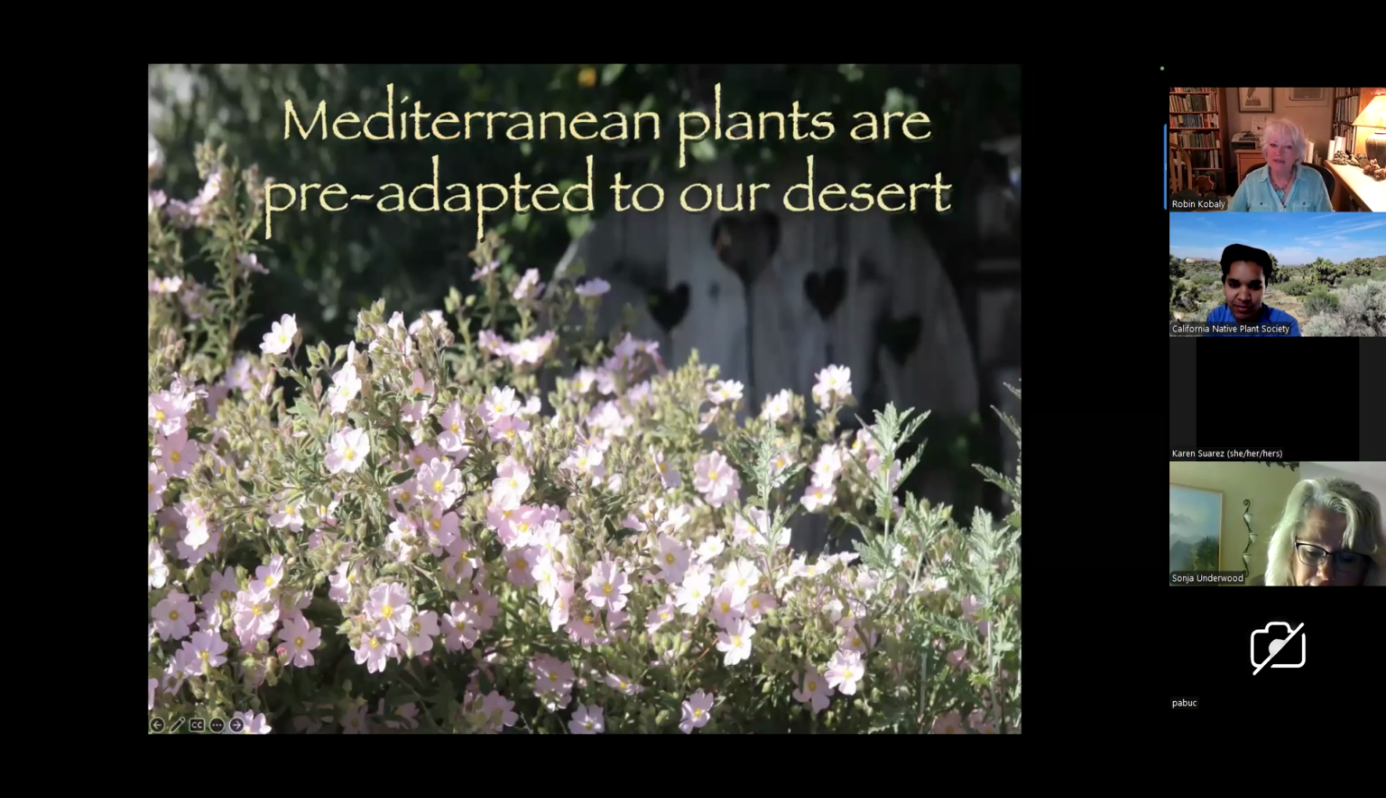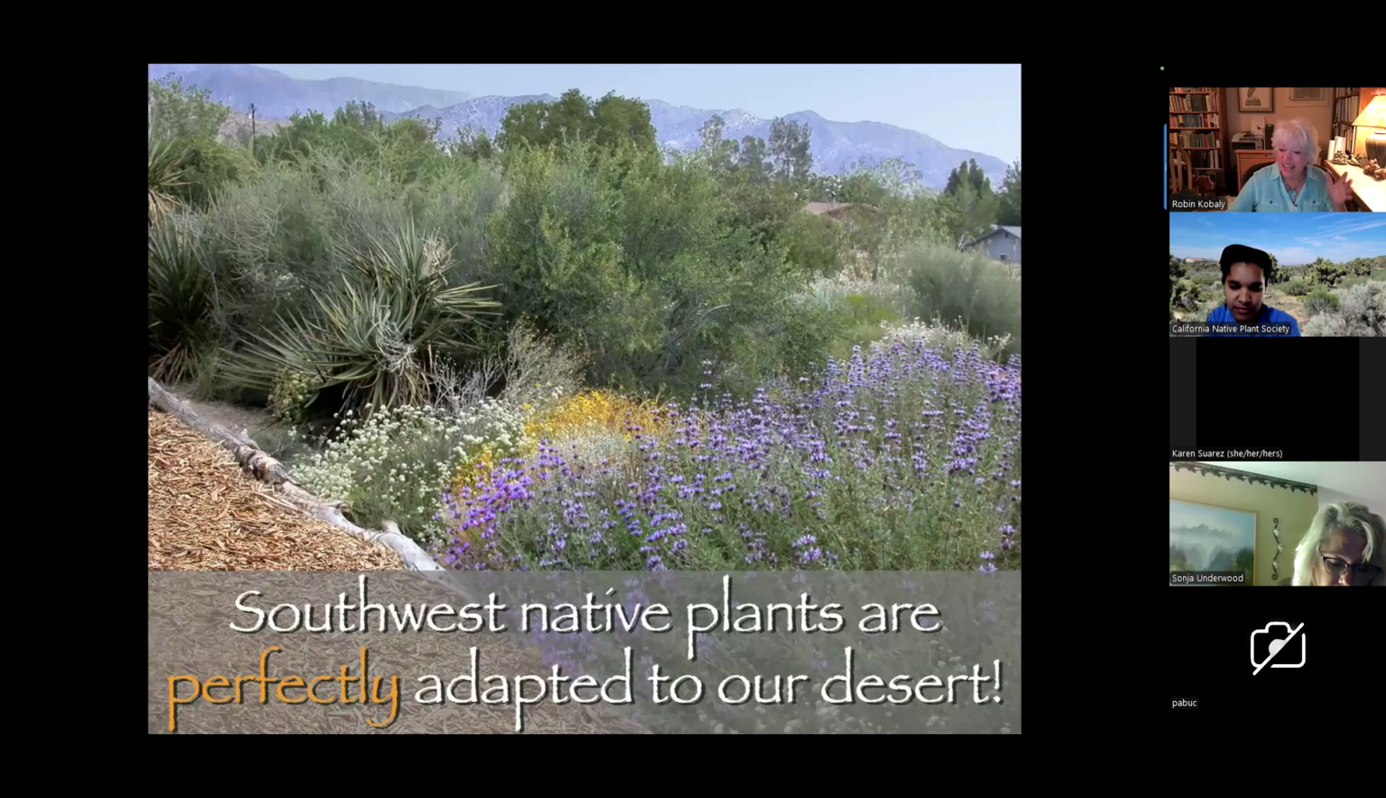So Mediterranean plants are pre-adapted to our desert because of the climate, and that's why they work so well here. Our Southwest native plants are perfectly adapted to our desert because they have evolved for thousands and thousands of years to thrive in this habitat.